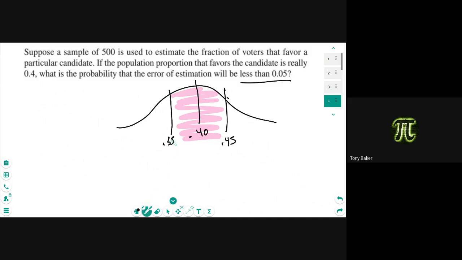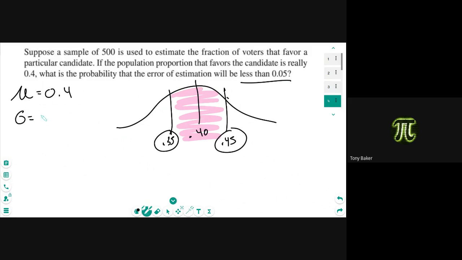The reason we need these numbers is those are my x's to find my percentages. So we need to find two pieces of information before I can do this problem. What are the two things I need to ever find Z? The mean and standard deviation. What is my mean? 0.4, because the mean is just your proportion.